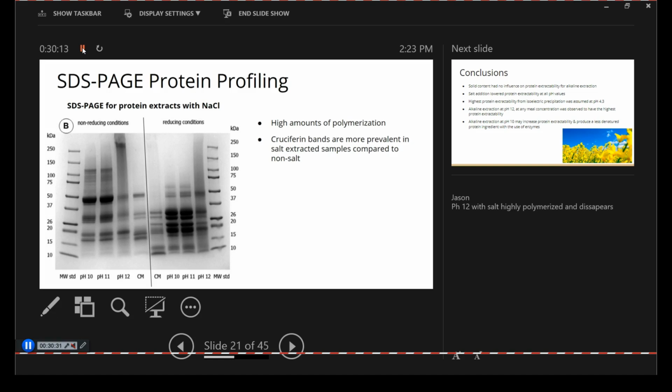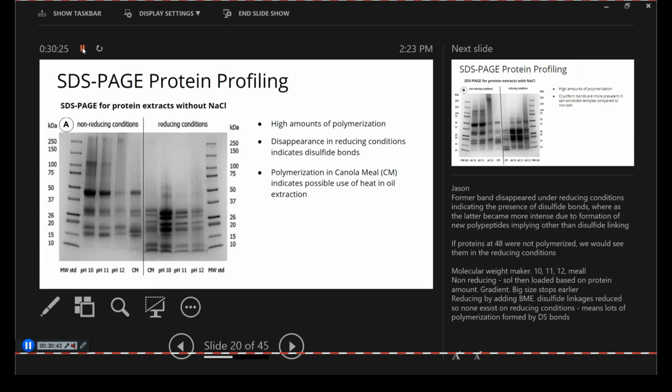You said it earlier in the first question. With higher salt concentration, you could get salt out. Yeah, due to polymerization. Go back a little bit. No, the one without the salt. Yep.